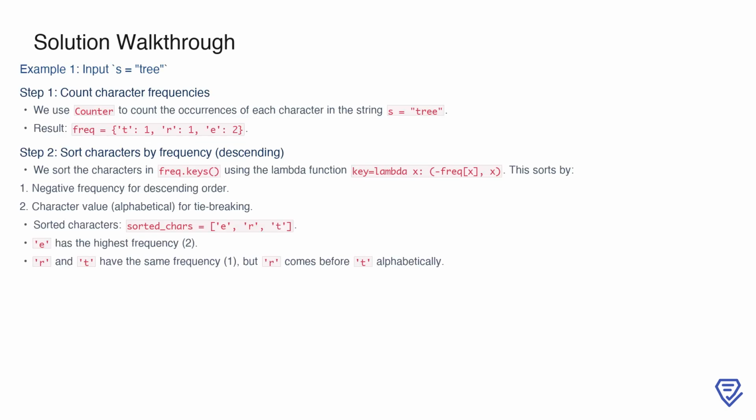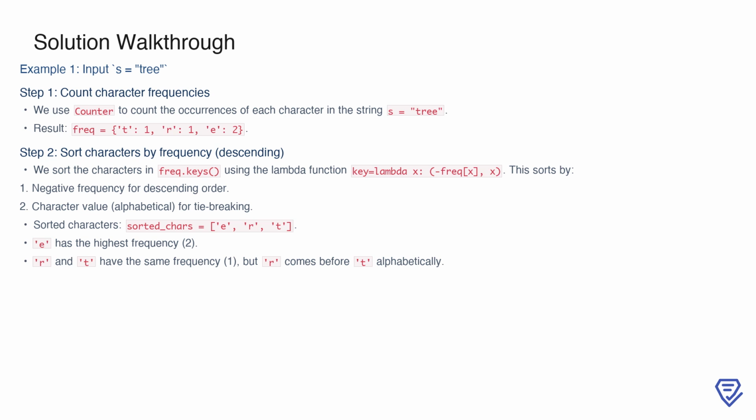To solve this problem, we start by counting the frequency of each character in the input string. For the example s equals tree, we use Python's Counter from the collections module to get the frequency of each character. The result is t:1, r:1, e:2.